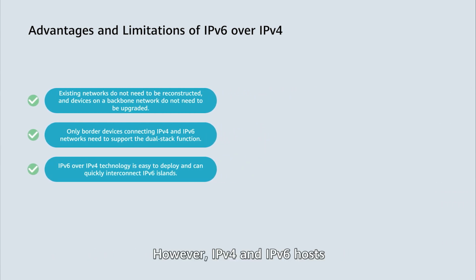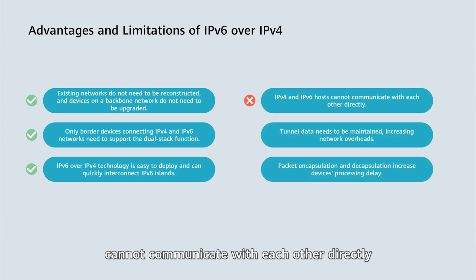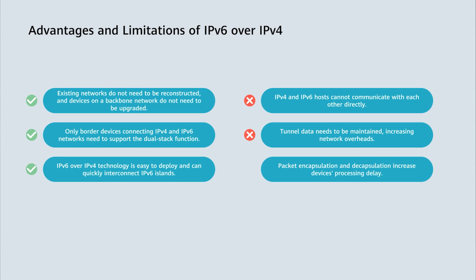However, IPv4 and IPv6 hosts cannot communicate with each other directly through IPv6 over IPv4 tunnels. In addition, tunnel data needs to be maintained, which increases network overheads. Packet encapsulation and decapsulation increase device processing delay, potentially degrading network quality.